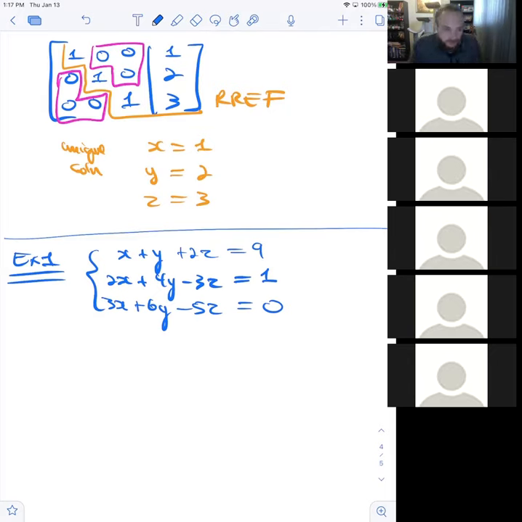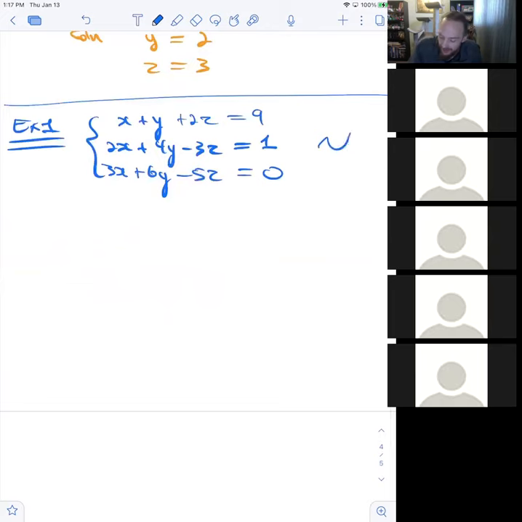So as you're going, you want to work smart, not hard. You don't want to start introducing fractions right away. So the moves that I'm doing, I'm doing so that I don't get fractions, because I know that the solution is integers in this case. And in general, I want to avoid fractions for as long as I can. So I immediately augment the matrix. When I augment this matrix, I get 1, 1, 2, 9, 2, 4, negative 3, 1, 3, 6, negative 5, 0.